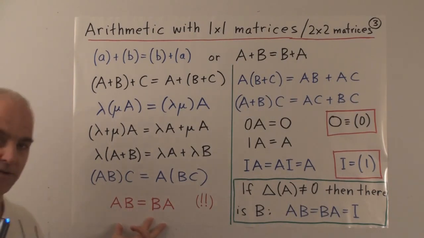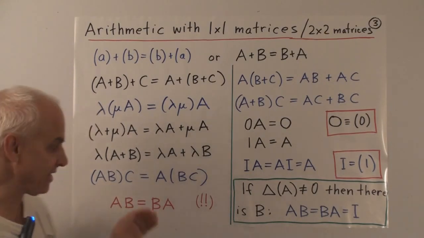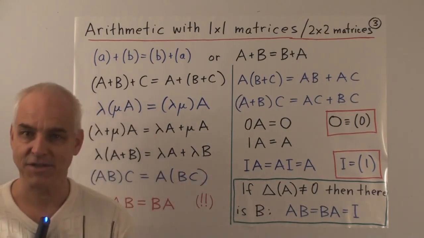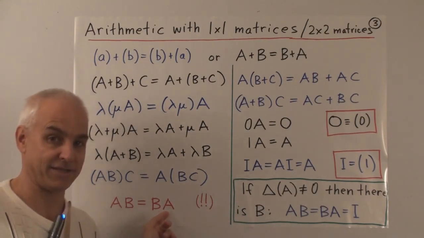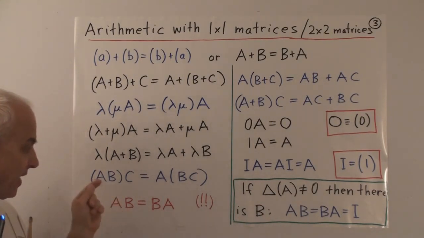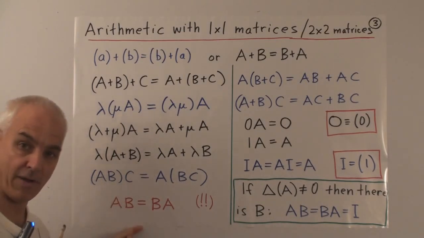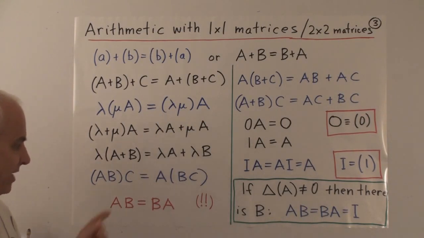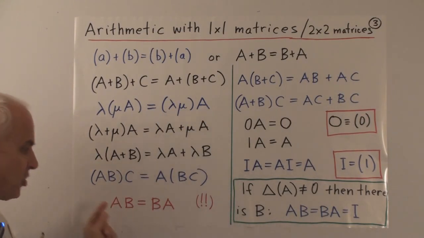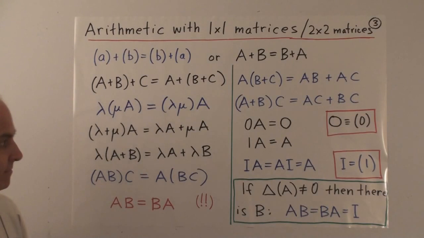Now, I've written this in red with some exclamation marks. This law is different from all the other laws on this page because it applies only to the one-by-one case. This is the case that distinguishes one-by-one matrix arithmetic from two-by-two matrix arithmetic. Okay. This is valid for one-by-one matrices, but not valid for two-by-two matrices. So I've put it in red.